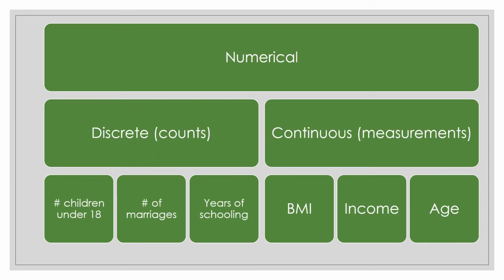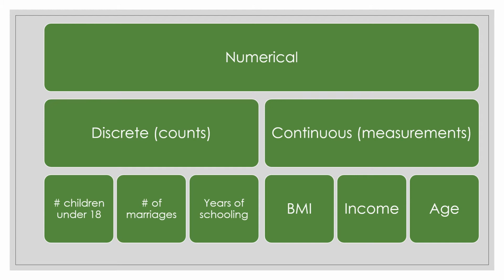And there are two broad subcategories under the numerical variables. Numerical variables can be discrete, and counts are involved in discrete variables, like the number of children under 18 in a household. We can count them. And the number of marriages one had, we can count them. And the years of schooling.